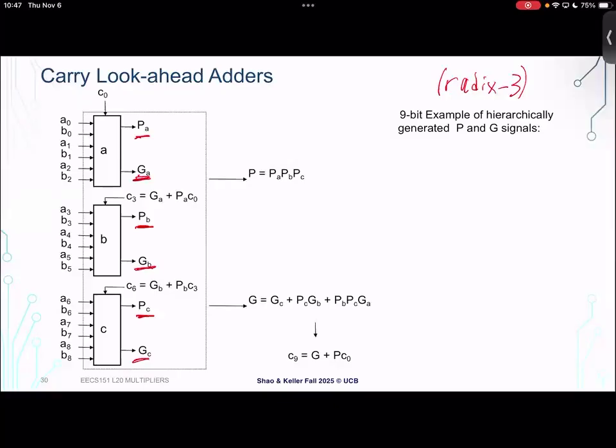But then we can actually apply another level of hierarchy, right? And we can define a group propagate for those whole 9 bits, which is just the AND of those A, B, C propagates. And we can define a group generate for those 9 bits. And you see that once we've done all this pre-computation of P and G, then we can immediately figure out, as soon as we have carry in for bit 0, what carry out for bit 9 is going to be based on all that pre-computation.